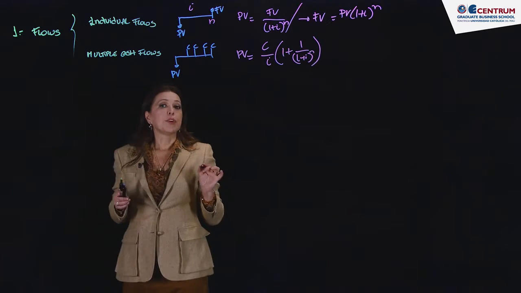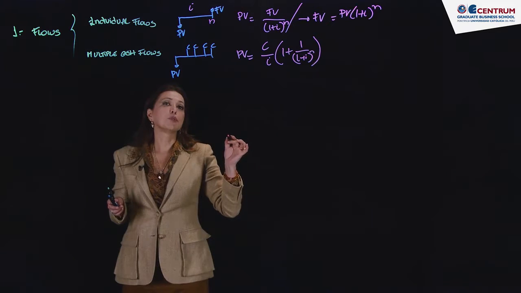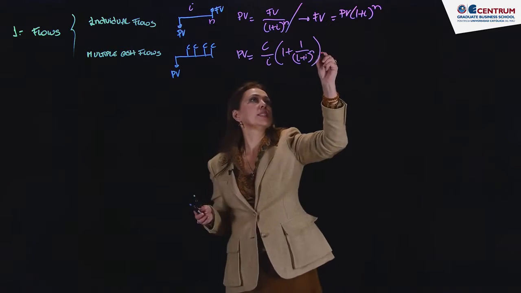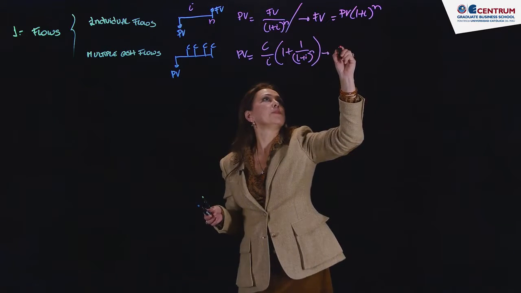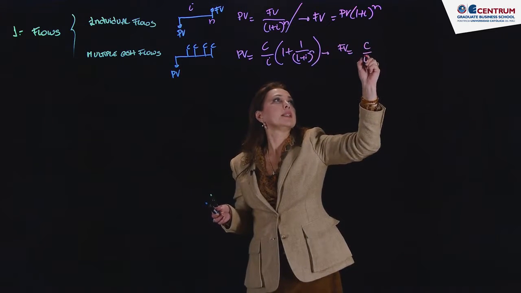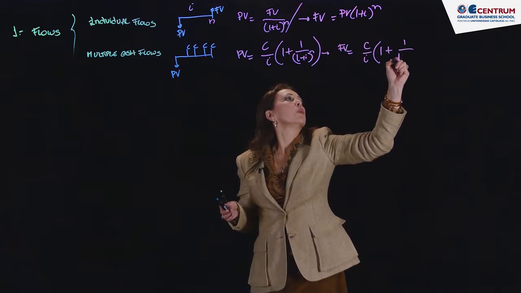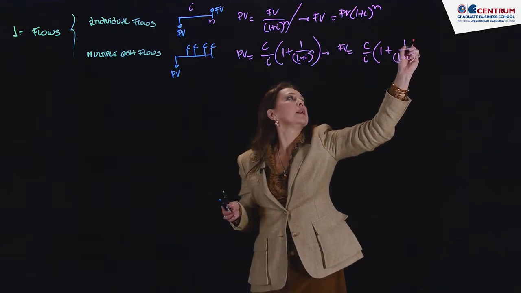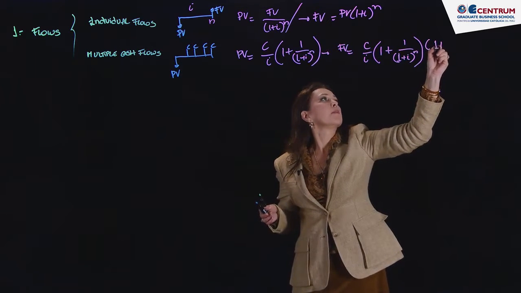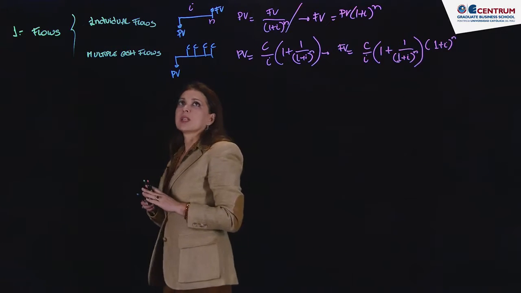That's the present value. If you want to take it to future value, it will be the same, but you will have to multiply by 1 plus I to the n. So in this case, the future value is going to be exactly the same: C divided by I multiplied by 1 plus I to the n. And we will have to multiply one more time by 1 plus I to the n in order to take it to the future.